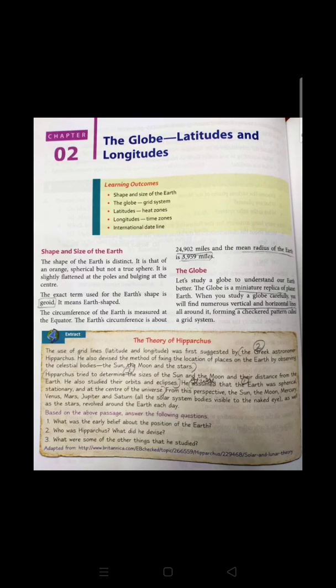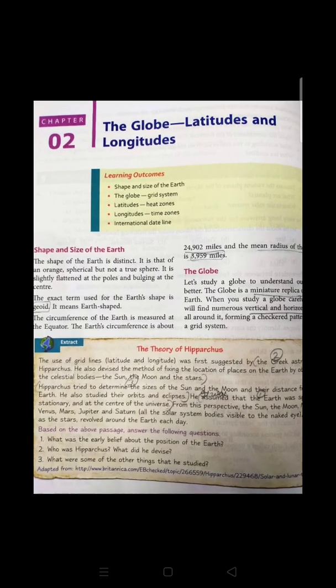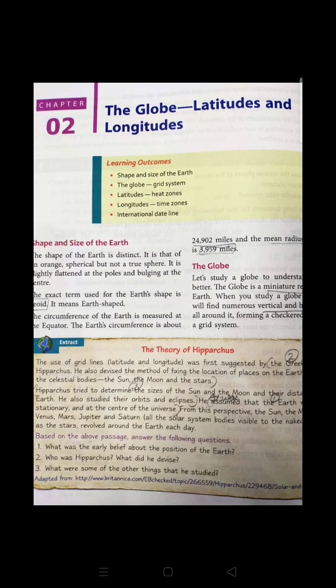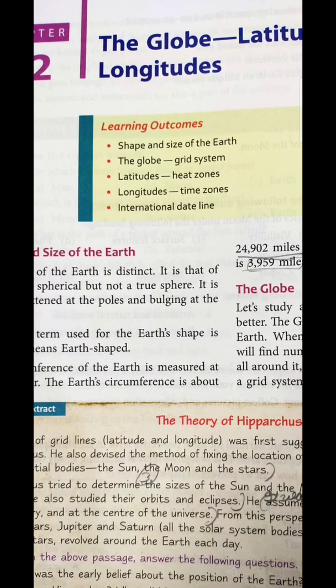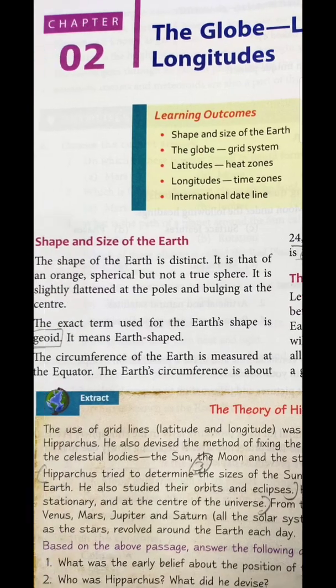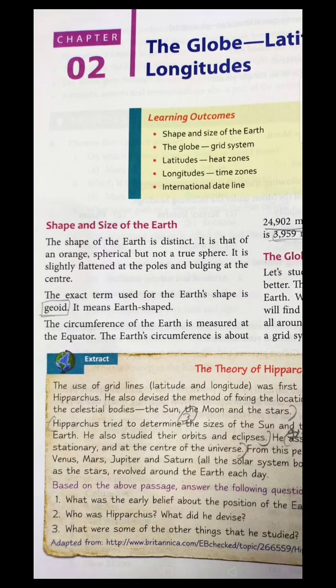So today we are here to start our next chapter, and the name of the chapter is The Globe, Latitudes and Longitudes. We are going to understand in detail about the globe and the imaginary lines, the longitudes and latitudes, that are represented on the globe. Okay, so what are the main learning outcomes here? Shape and size of the earth, the globe, latitude and longitude, and along with that we will come to know about the International Date Line.